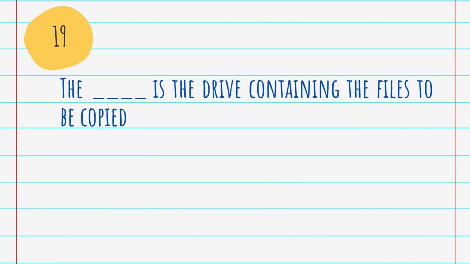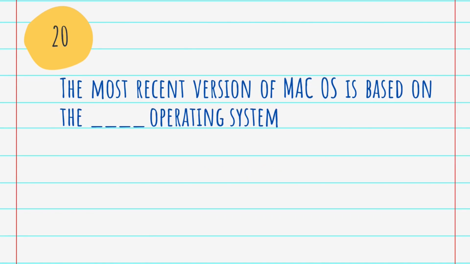Question number 19: the dash is the drive containing the files to be copied. Source drive is the drive containing the files to be copied to the destination drive. Okay. Then question number 20: the most recent version of MCQs is based on the dash operating system. The most recent version is based on the Unix operating system.